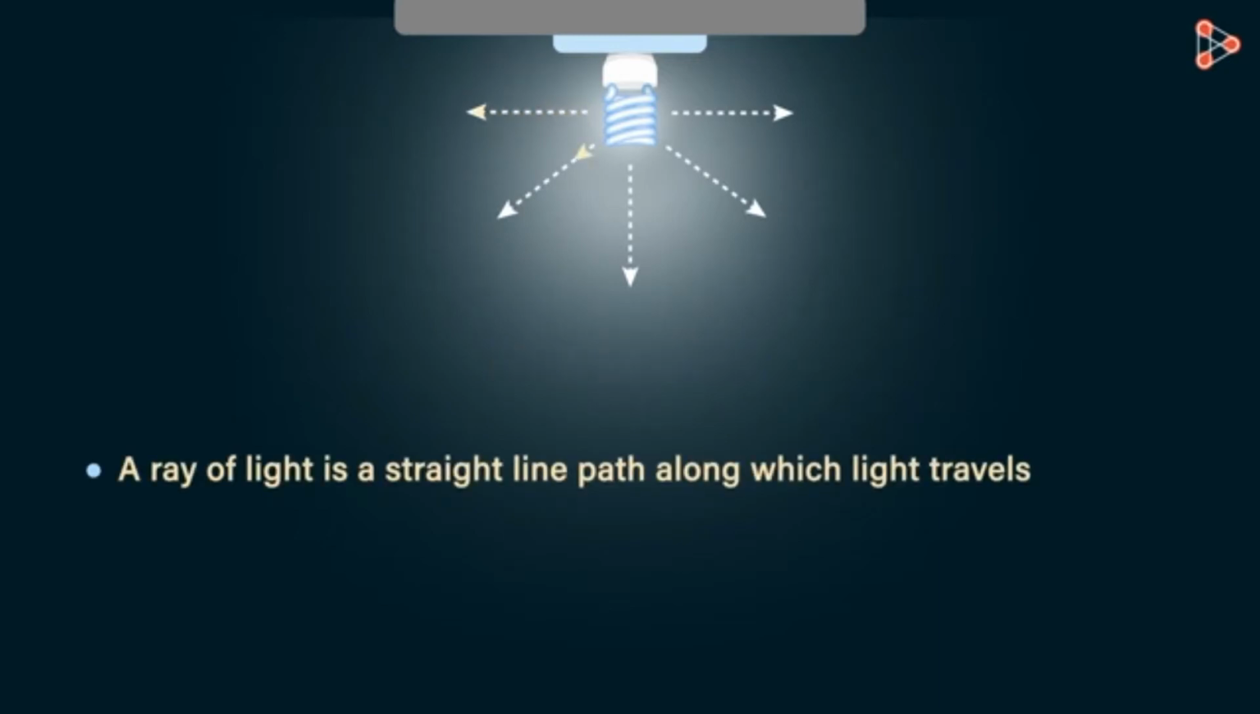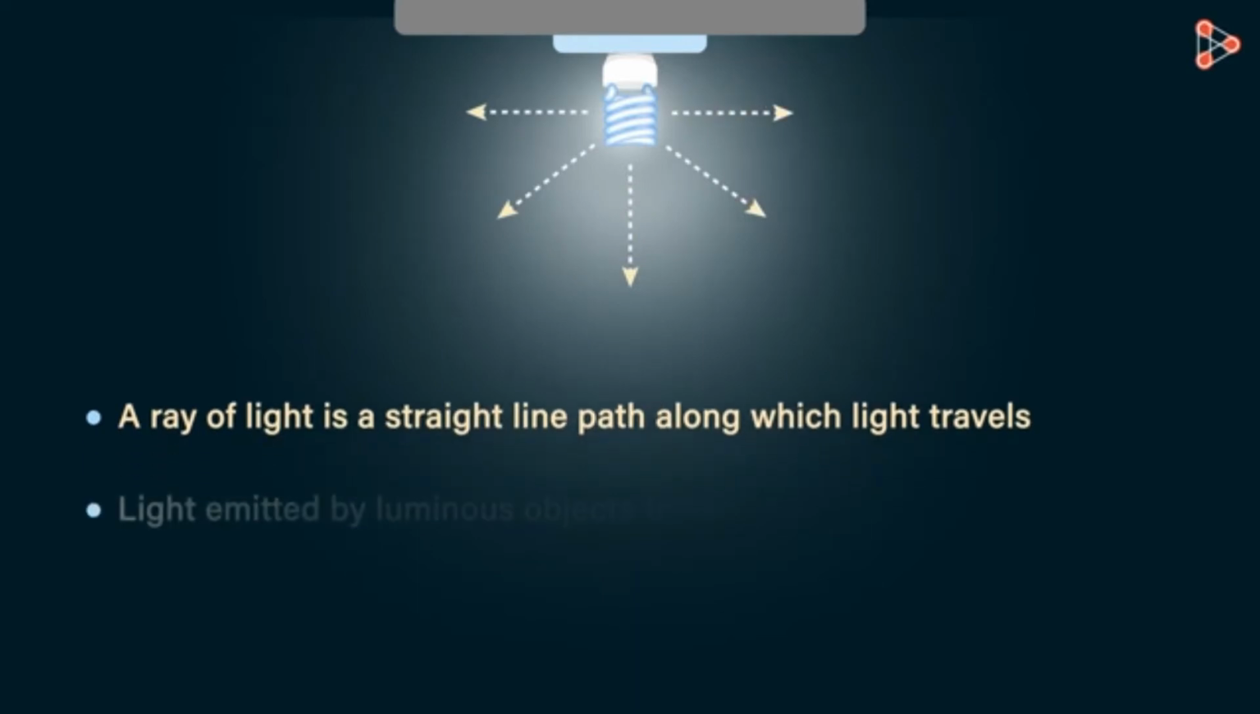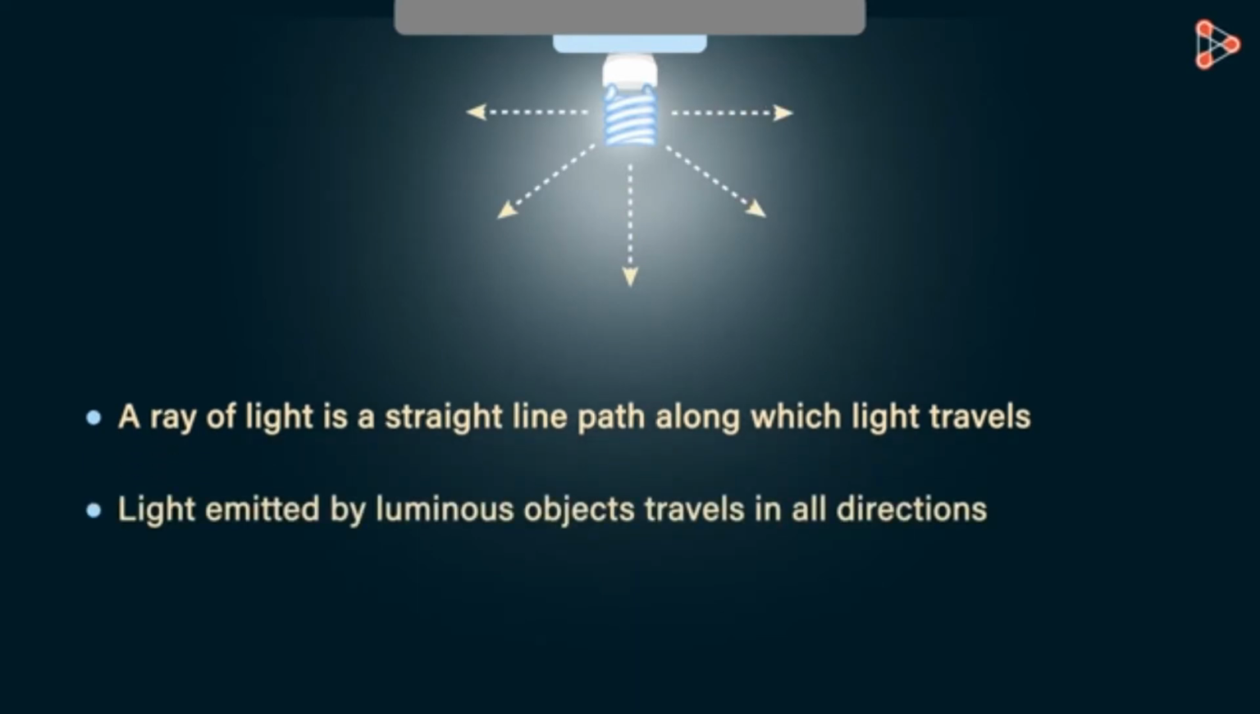Let us denote each direction with a straight line and an arrow on it, pointing in the direction where the light is traveling. So all these arrows represent various paths along which light is traveling. These arrows are what we call rays of light. Here's how we define a ray of light. A ray of light is a straight line path along which light travels. So now we know that light emitted by luminous objects travels in a variety of directions.